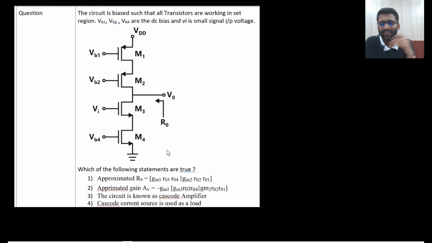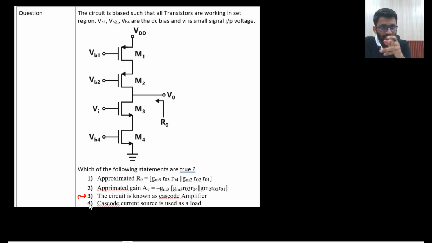This is a very interesting problem. I guess few of you might have messed it up. What is the error you could have made? You could have clicked on this one, that this is a cascode amplifier. Are you really sure this is a cascode amplifier? No, this is a common source amplifier with degeneration and cascode current source in load.